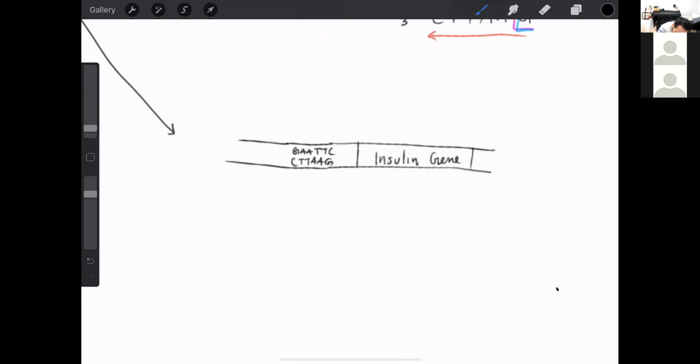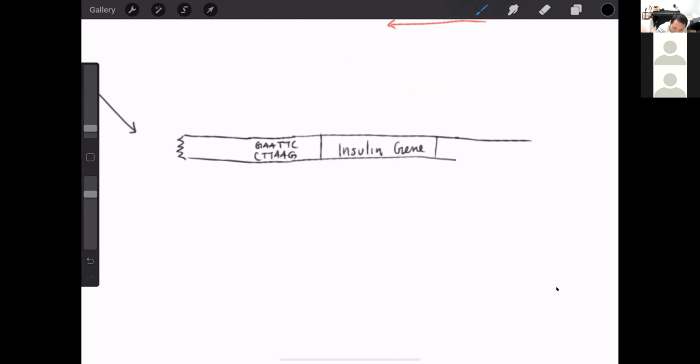All right, so we have this recognition site here, and let's just draw it like this, so it continues that way, and then the insulin gene here. Let's write, okay, so here's another GAATTC here. Now that of course is going to be CTTAAG here, and let's write it like this. So it continues that way, continues that way.